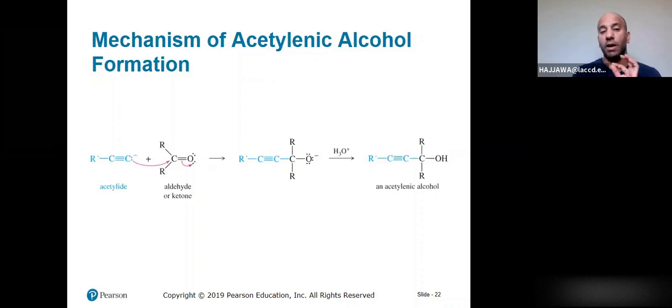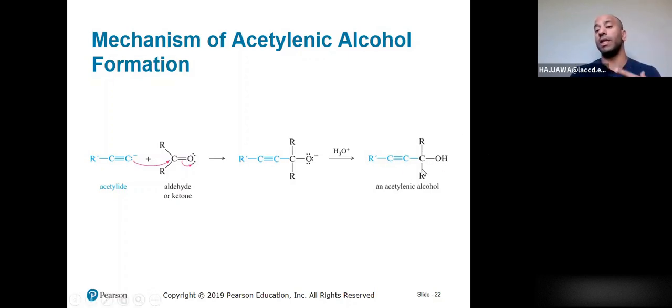So we could see it here clearly that if I have an alkyne reacting with sodium amide to give you the acetylide, it's going to react with an aldehyde or a ketone, and that will generate basically the propargyl alkoxide or the acetylenic alkoxide, which will generate the alcohol once we protonate with H3O+. I prefer not to use water. It has to be actually H3O+.